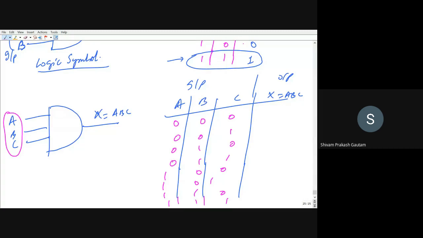Now, as I have told you, it is multiplication. That means when all the terms are 1, then only your output will be 1, and all the other times its output will be 0. So if you see the last one, all the variables are 1 here, so the output will be 1 here. And for all the rest of the cases, the output will be 0. This is the AND gate.